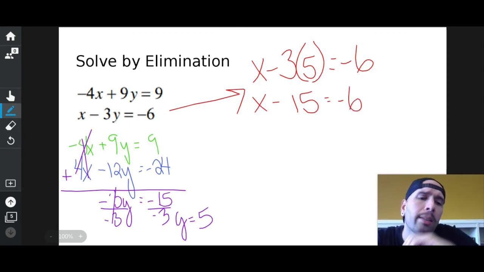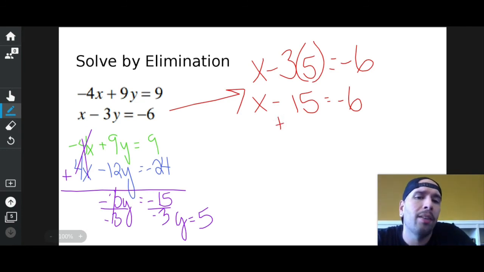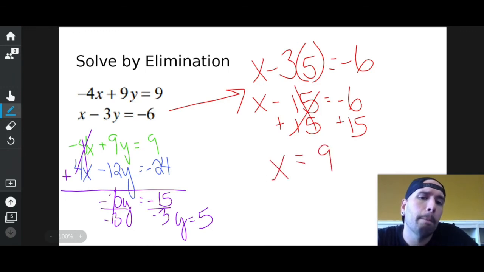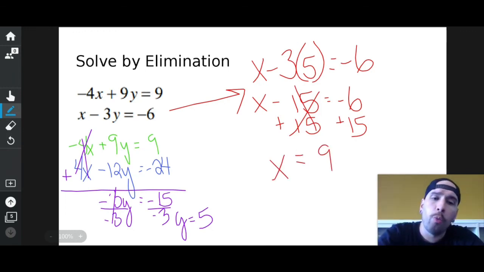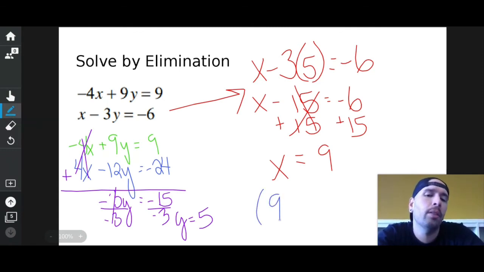Is x all by itself? No. What's in the way? -15. How do I get rid of it? Add 15. Add 15, and x equals 9. So if y is 5 and x is 9, x is 9 and y is 5.